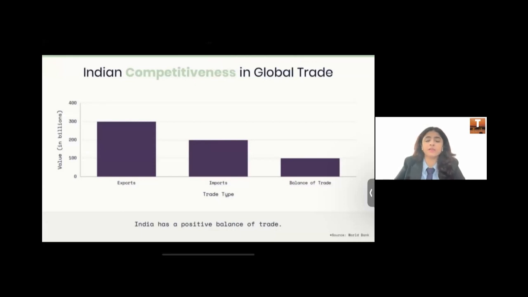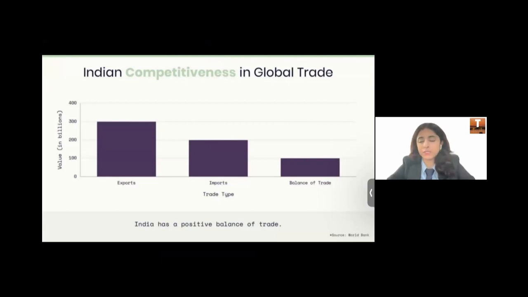Next slide talks about India's competitiveness in global trade. India has made significant strides in enhancing its competitiveness in global trade over the years. Several factors contribute to India's position as a competitive player, an emerging player in the international trade arena.